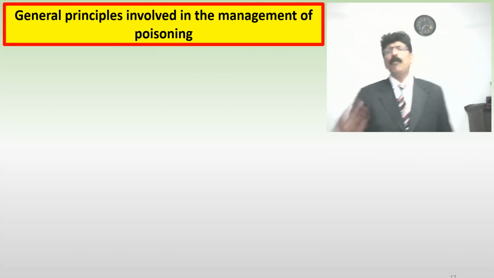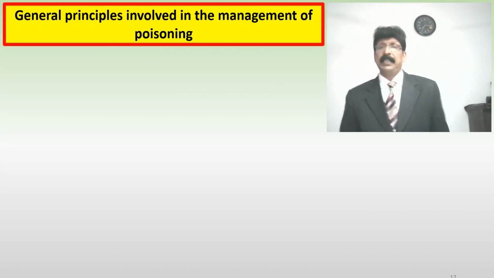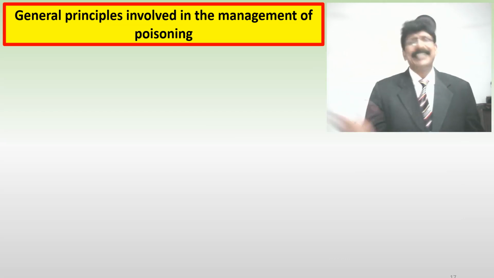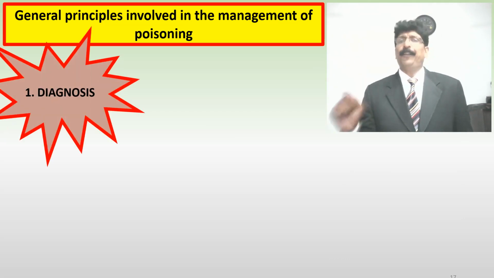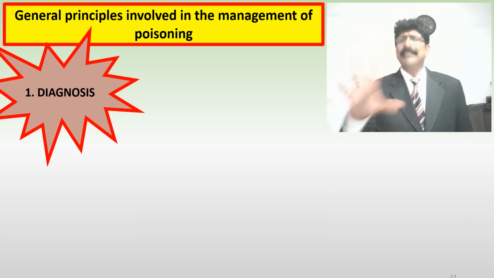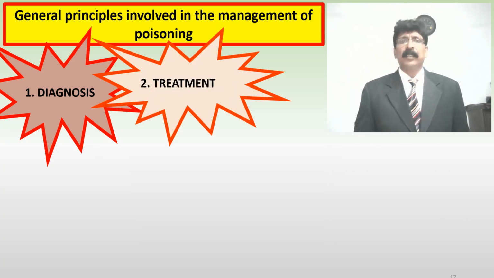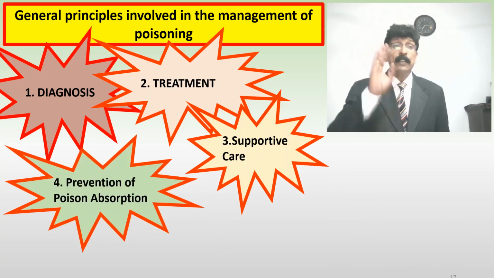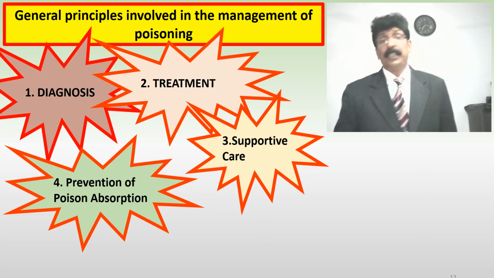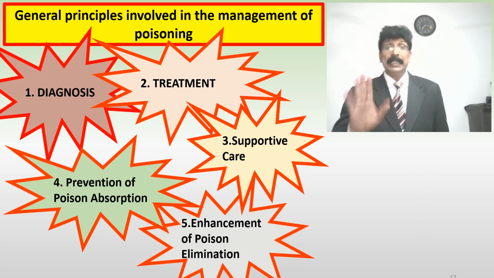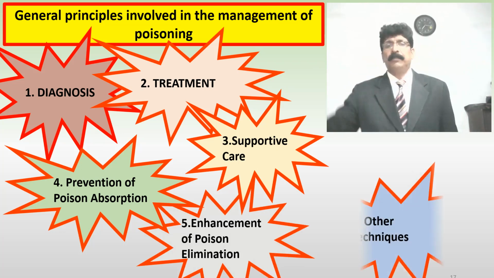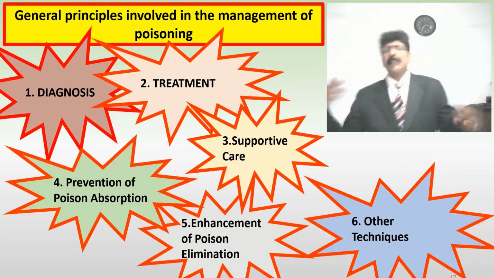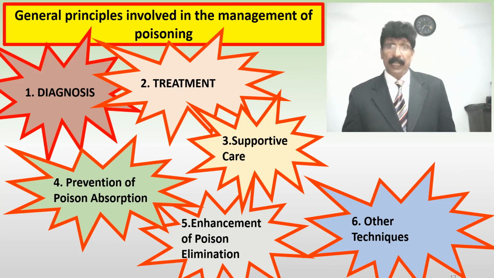General principles involved in the management of poisoning. The clinicians, clinical pharmacists and PharmD students should know this general outline. We are going to study in detail every diagnosis and every treatment, but this is general. First, diagnosis. Second is treatment. Third is supportive care. Fourth is prevention of poison absorption. Fifth is enhancement of poison elimination. And sixth is other techniques. So these are the main points; there are many sub-points, but still we will go for diagnosis.